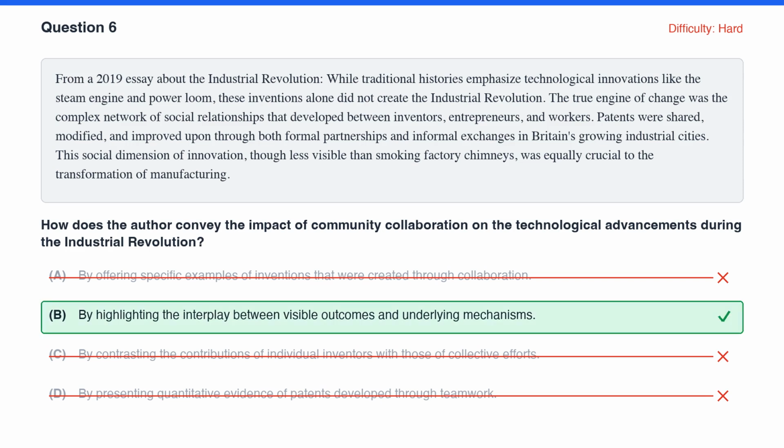The author names the visible outcomes, smoking chimneys, the steam engine, the power loom, and then sets them against the less visible underlying mechanism, the network of shared patents and informal exchanges. By highlighting this interplay between surface results and deeper social machinery, the author conveys how collaboration powered the technological change.